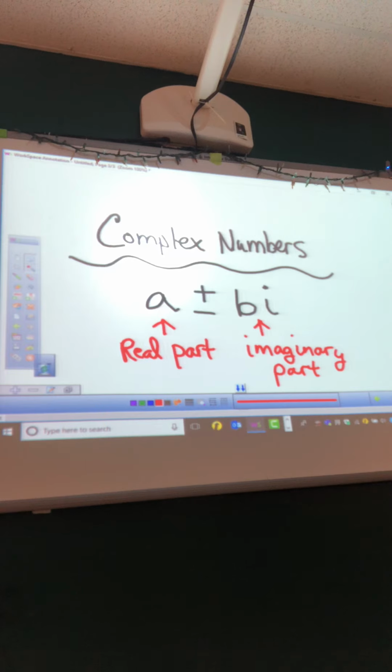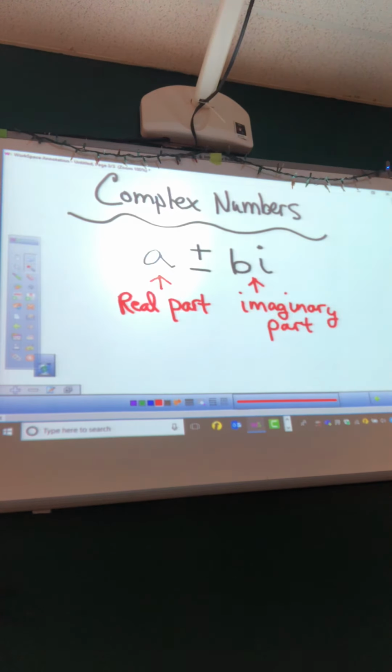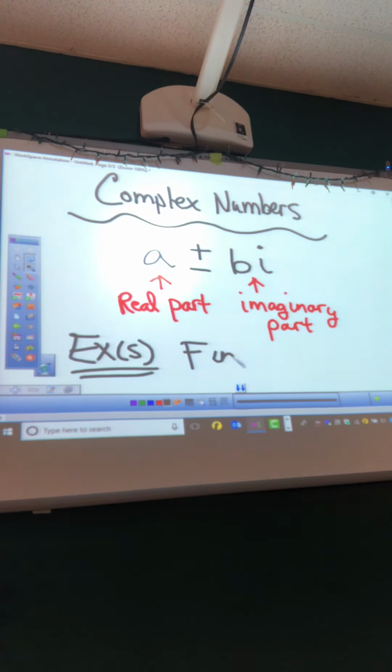So what are we going to do with those? Well, I said we were going to get into adding, subtracting, multiplying. We won't really do division yet because we're tying it into our quadratic unit. So, for example, they might say find x and y.